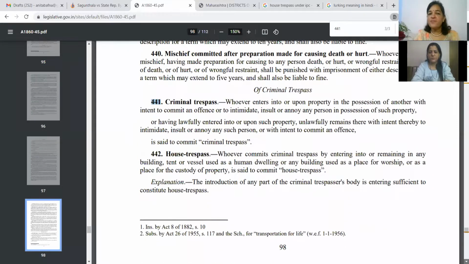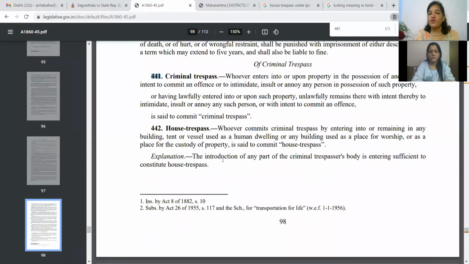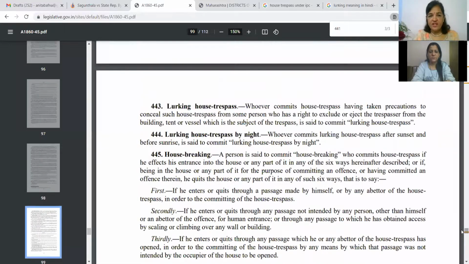Now next we go to the simplest thing, house trespass, 442. Whoever commits criminal trespass by entering into or remaining in any building, tent or vessel used as a human dwelling, जहाँ लोग रहते हैं, or any building used as a place for worship, किसी का धार्मिक स्थल है, or as a place for the custody of property is said to commit house trespass. Explanation is also given there, but we won't go to the explanation.